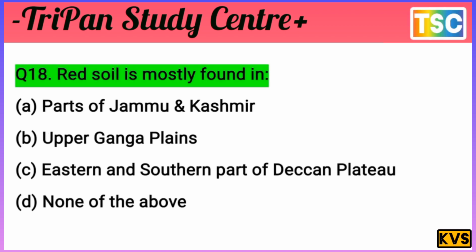The next question on your screen, an important question: the red soil is mostly found in. The question is direct. The options here: A, parts of Jammu and Kashmir; B, Upper Ganga Plain; C, the eastern and southern part of the Deccan Plateau; and D, none of the above. You know that there are four options. This is the most interesting. Come on, test your knowledge. I give you a few seconds.